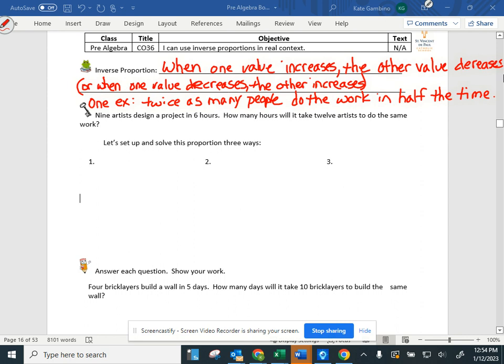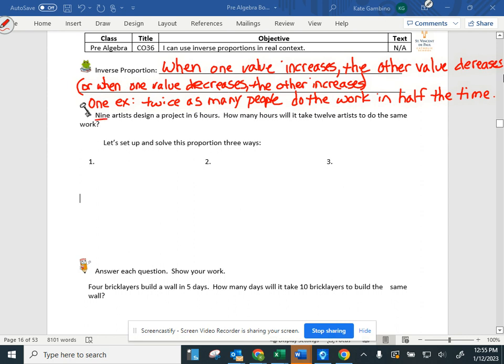So here is the question that we are going to work on. 9 artists design a project in 6 hours. How many hours will it take 12 artists to do the same work? Do you think our answer is going to be greater than 6 or less than 6? Alexis? Why? Because there's twice as many people. Well, it's not twice as many. 9 to 12 isn't twice, but there's more.